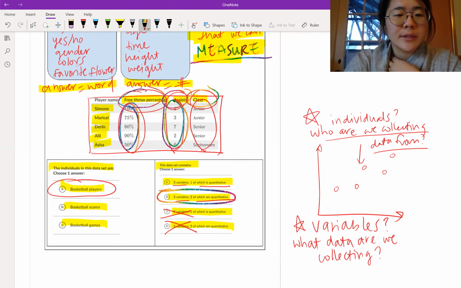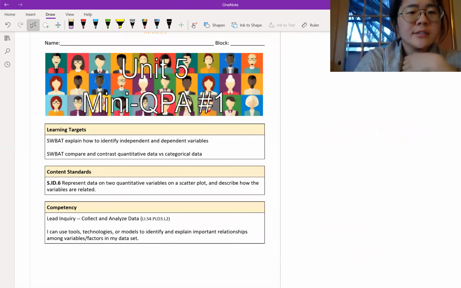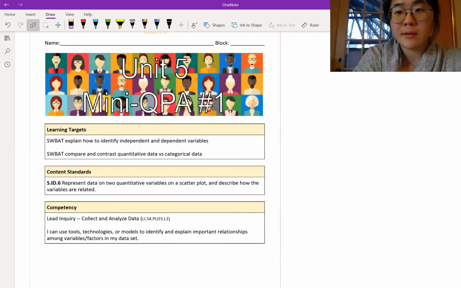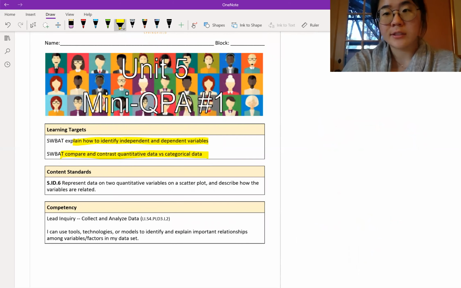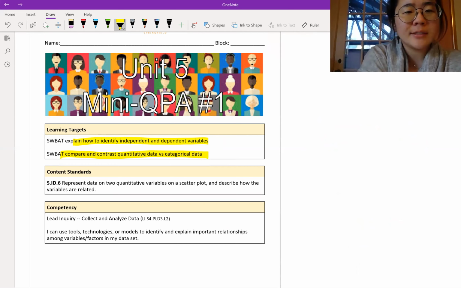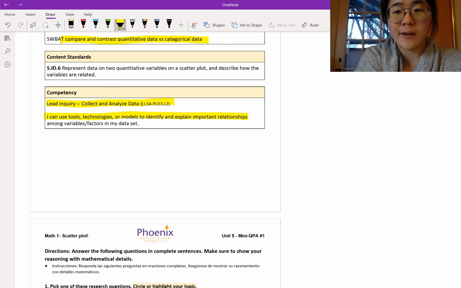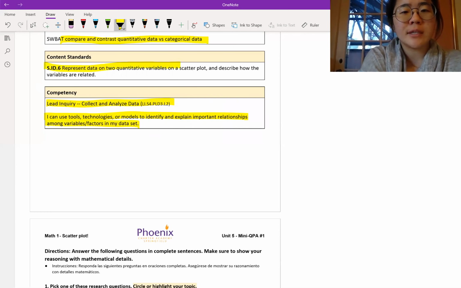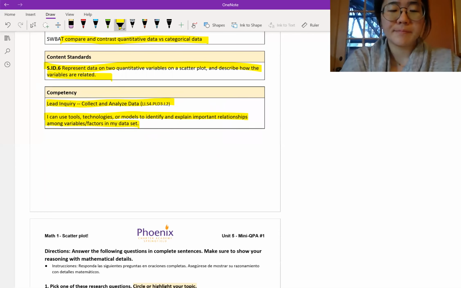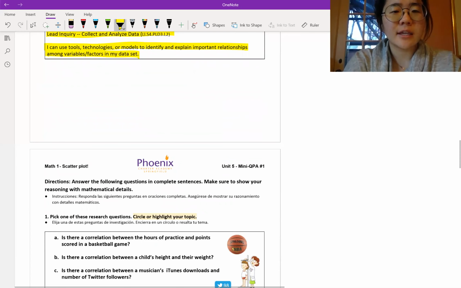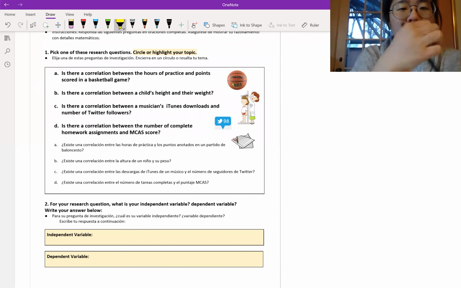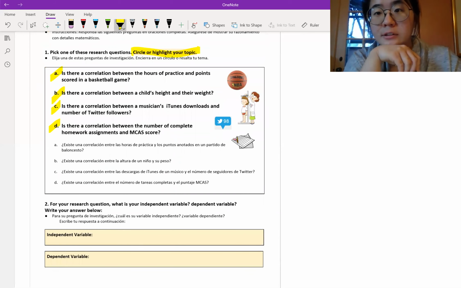So this is what our Mini-QPA looks like. Our learning targets are that you are able to identify independent and dependent variables and compare and contrast quantitative and categorical data. So this is what I just went over. Our competency is lead inquiry, so you can use tools, technologies, or models to identify and explain important relationships in your data set. And you are representing data on a scatter plot. That's your content standard. The first question is asking you to circle or highlight your topic. So you want to pick either A, B, C, or D. Just highlight that or circle that.